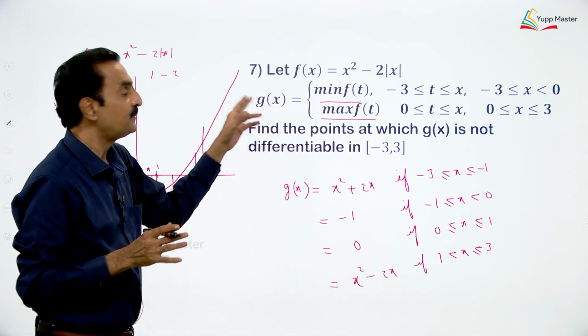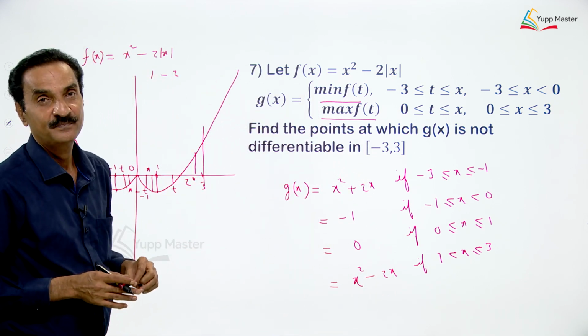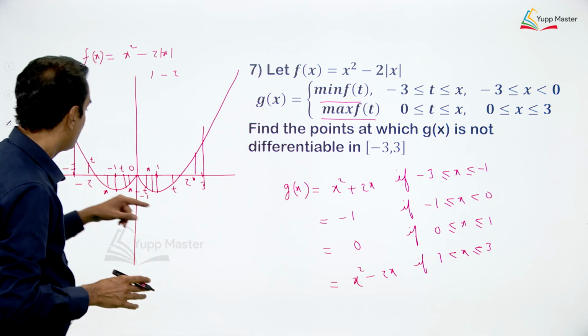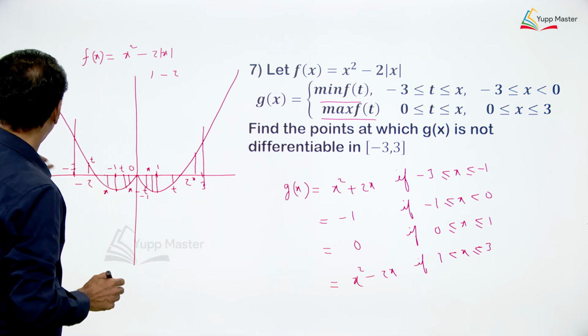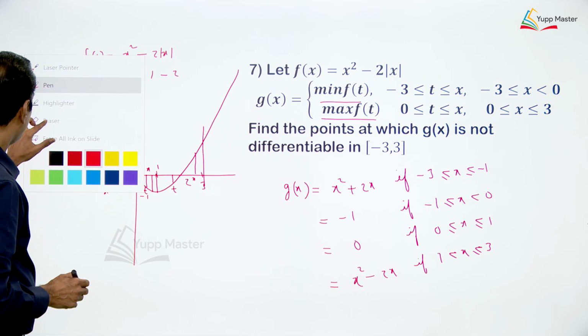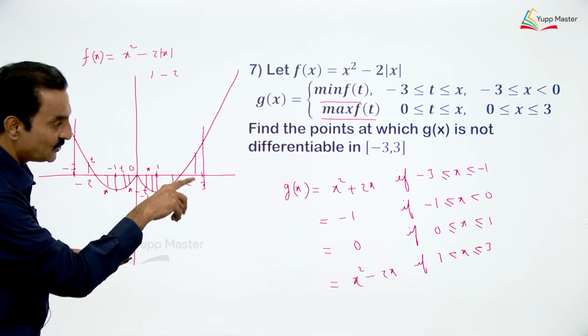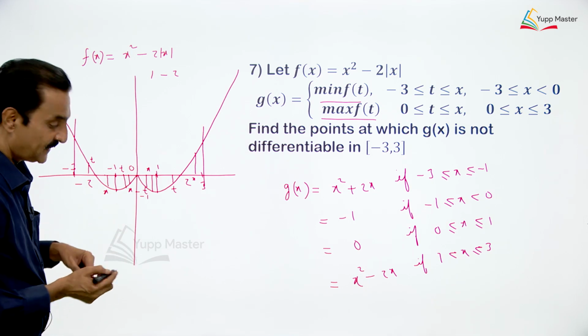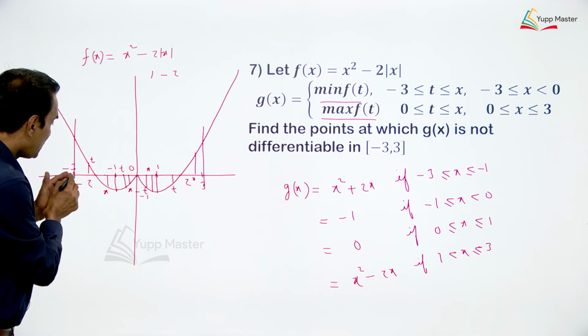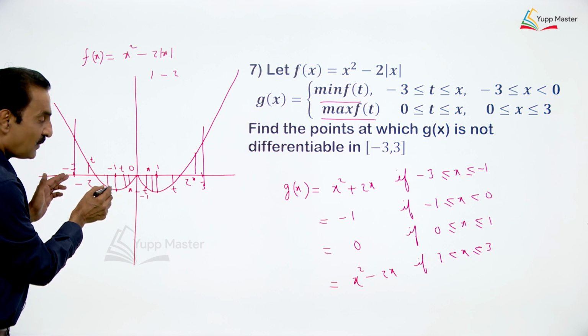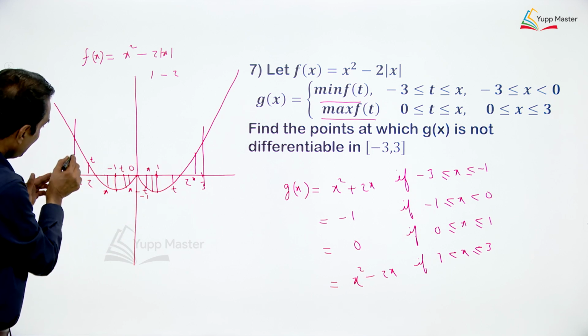So, this is the complete definition of g of x. Now, if you want to draw the graph, I will change this to the graph of g of x. In the interval minus 3 to minus 1, it is the same graph.